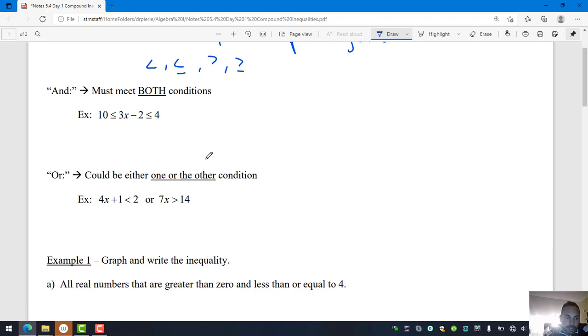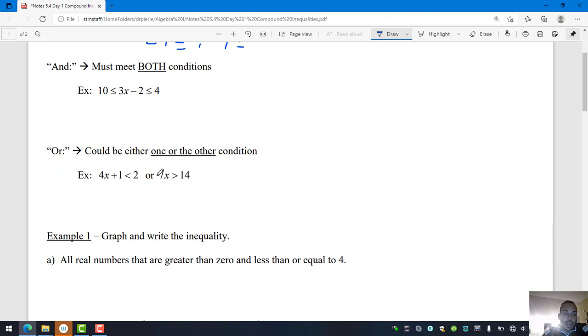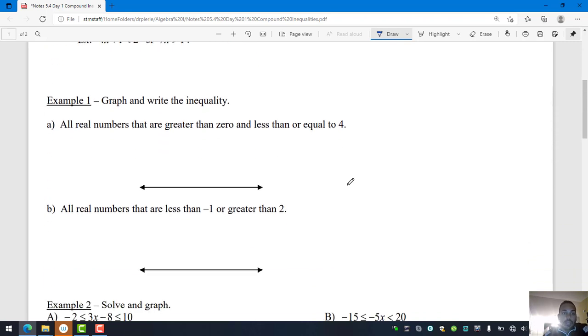Okay. In comparison, an "or" compound inequality just means you have to meet one or the other condition. The example we have listed here is 4x plus 1 is less than 2 or 7x is greater than 14. Okay, so if you were to go through and solve this, you would get two different equations, and in order for it to be a true statement, you just need to be in one of those intervals or the other. Okay, you can meet the first or you can meet the second.